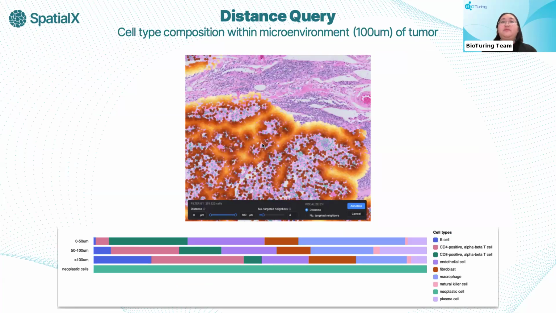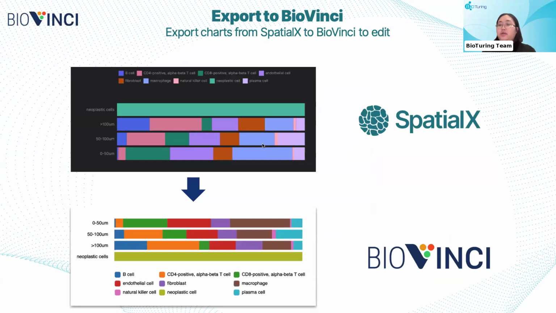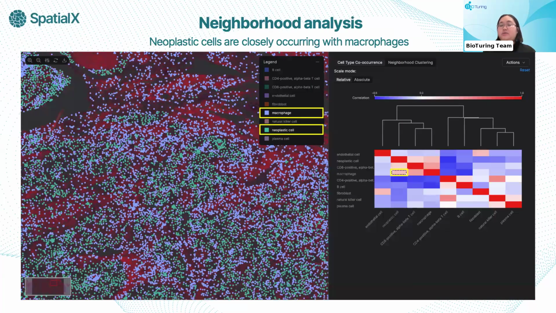And the next thing is you can export the figure to BioVinci to further modify the figures, to make it prettier. And yes, you can export almost all kinds of figures to BioVinci. And next, beyond the distance query, you can also perform the neighborhood analysis. So it's a more comprehensive picture of the whole tissue, showing which cell types are close together, and you can even form different neighborhoods on the tissue, in which each neighborhood will have a distinguished cell type composition.